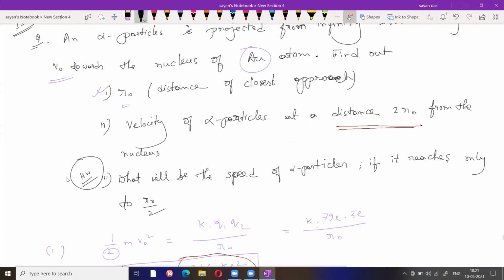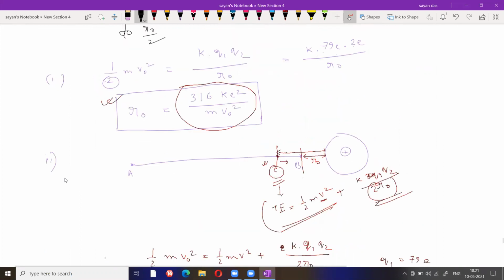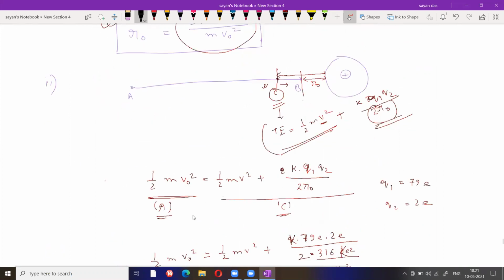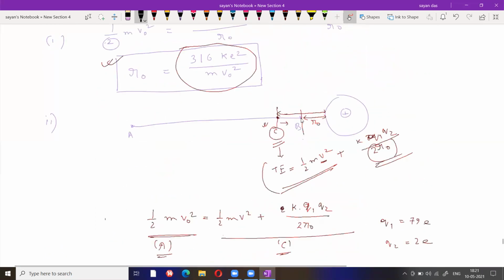This one is homework. Remember, in this case, R naught is converted to R naught by 2. So if this one is R naught, point number D is R naught by 2. Remember, at point R naught the particle is stopped. Definitely at point D the particle stops. It is not moving. I am considering the distance decreases. So definitely at point D no kinetic energy is present, because at point B if there is no kinetic energy, there is no scope of any kinetic energy at point D.